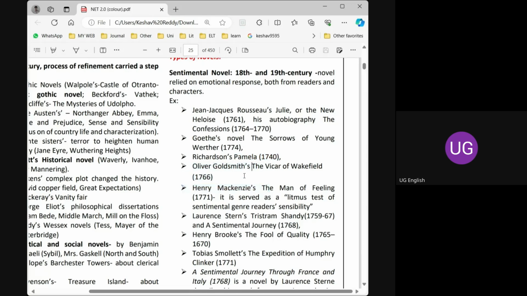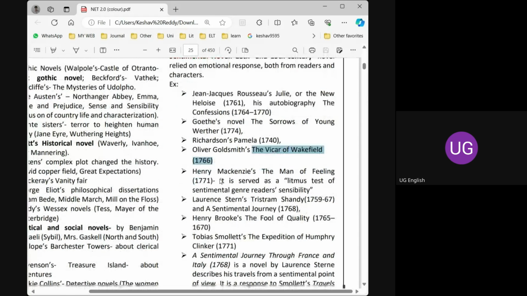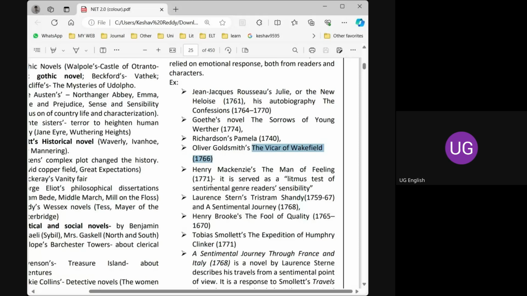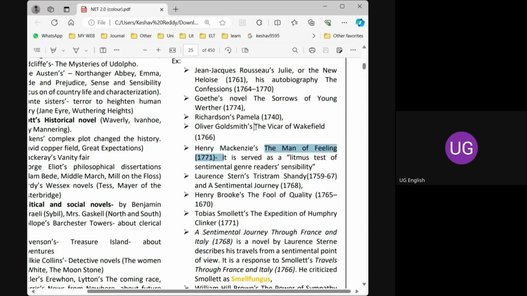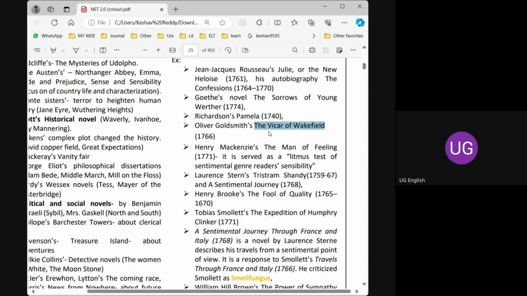The Vicar of Wakefield, just now we discussed, and Man of Feeling, all these are related to the sentimental novels. So in Vicar of Wakefield, the vicar means the owner of that field. So he has five daughters and five sons. His intention is to get them married. So his entire sufferings are portrayed in the novel. Oliver Goldsmith's Vicar of Wakefield, very important novel.